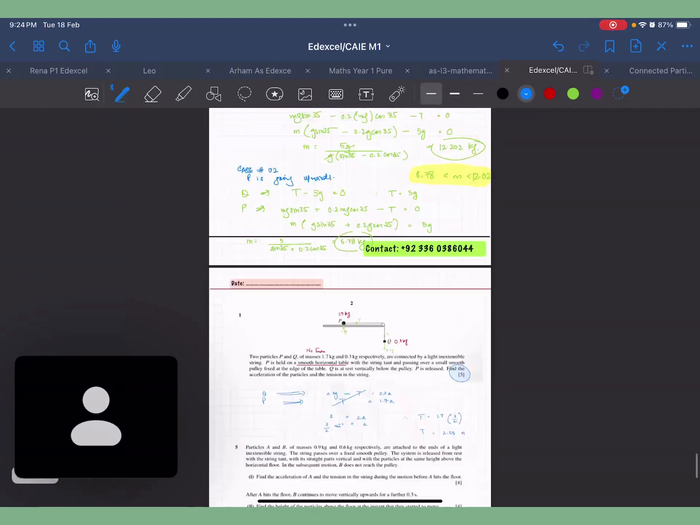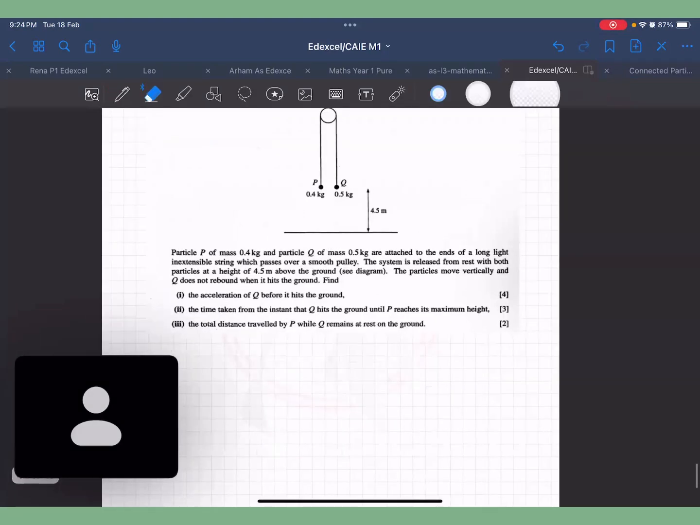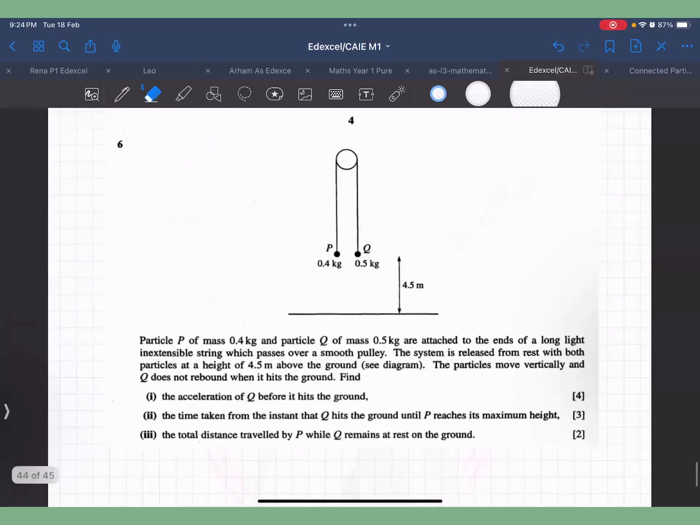Let's do another one. Okay, this one. The particle P of mass 0.4 kg, Q of mass 0.5 kg, they have labeled it. At the end of, okay, everything is the same. The system is released from rest. So initially velocity of both things are zero. With both particles at a height of 4.5, we can see that diagrams move vertically. Q does not rebound when it hits the ground. So they have told us that Q is going down. So P would go up.